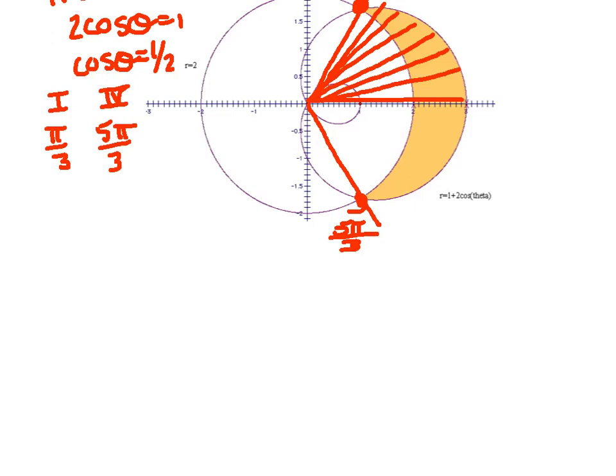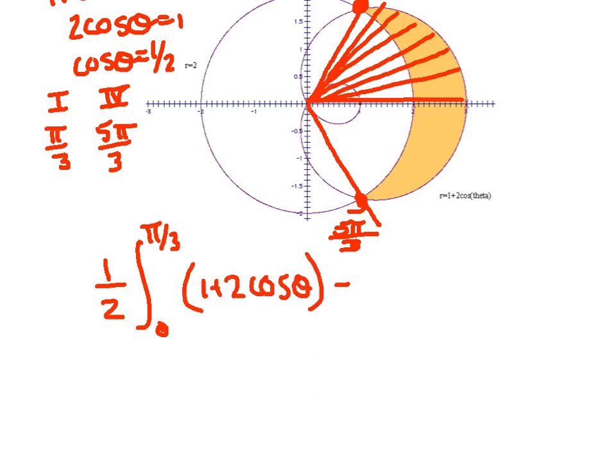All right, what would that look like? So I'm going to say 1/2 integral from 0 radians up to pi over 3 radians. Now I want to start with the outer curve, which is (1 plus 2 cosine of theta) squared minus, whoops, almost forgot squared, the inner curve squared. It's kind of like upper minus lower, except now it's outer minus inner. And that integral right there represents that top half.